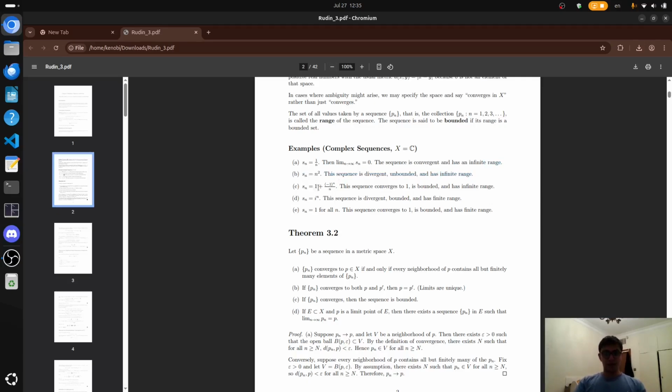And we have 1 plus negative 1 to the n over n. This sequence converges to 1, is bounded, and has infinite range. Because this part goes to 0, so we're just left with 1. It's bounded because each time this negative 1 over n is going to be smaller and smaller, so you can take a maximum and a minimum value.